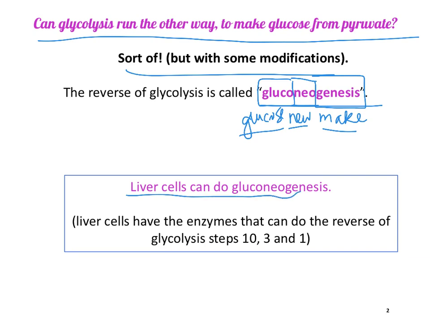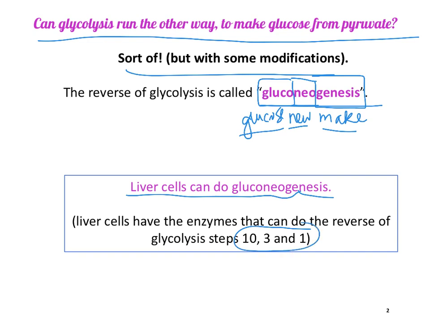Liver cells can do gluconeogenesis, and it helps to reestablish your blood glucose levels. So if you've got low blood glucose levels, you can add more glucose to the bloodstream by the liver running gluconeogenesis. Now the trick is that we have to get around the three irreversible steps in glycolysis.